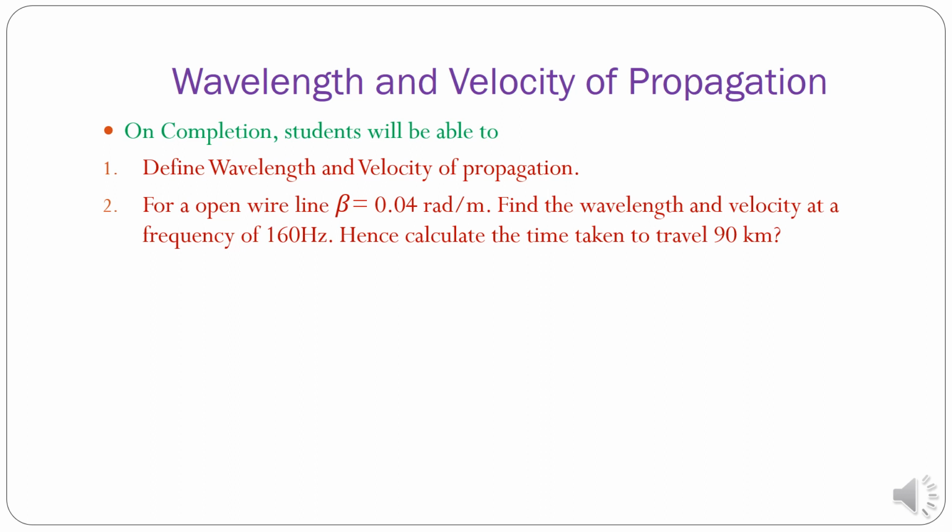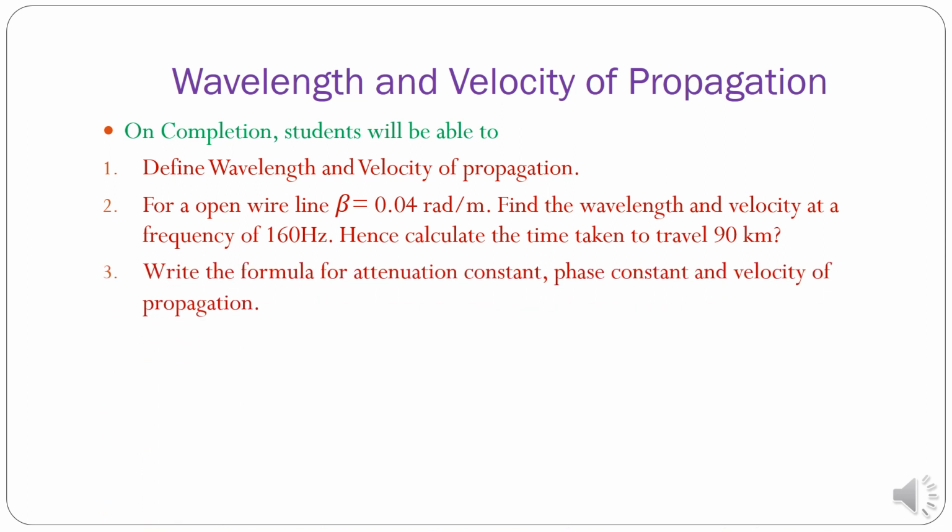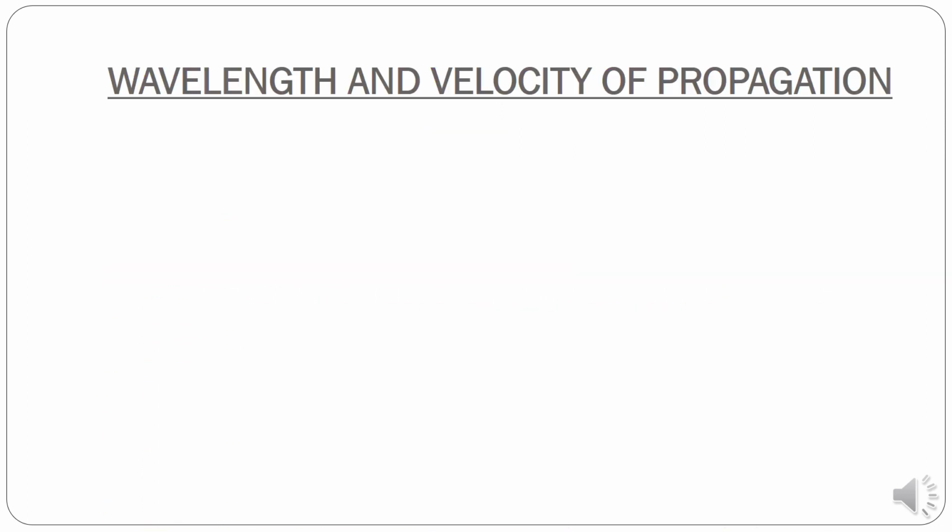For an open wire line, beta equal to 0.04 radian per second, what is the wavelength and velocity at 160 Hz? Calculate the time taken to travel 90 kilometers. Write the formula for attenuation constant, phase constant and velocity of propagation. Wavelength and velocity of propagation.